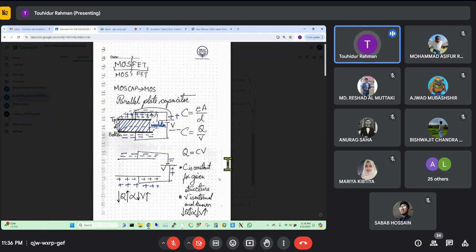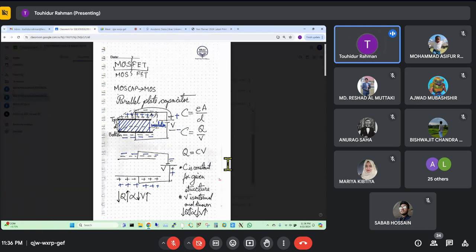So today we will start with a new topic called MOSFET. This term MOSFET is a combination of two different terms. One is MOS, another one is FET. First, we will discuss the term MOS. The term MOS came from MOS gap. So let's try to understand what is MOSFET.